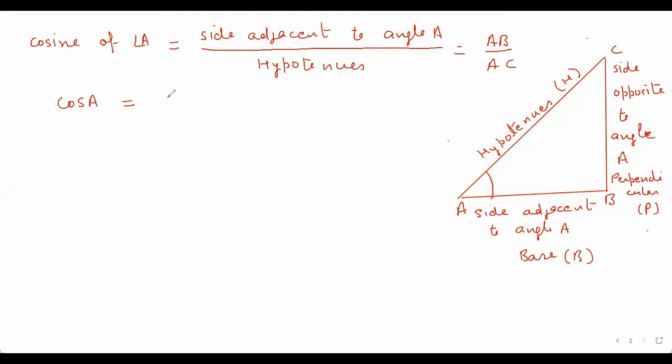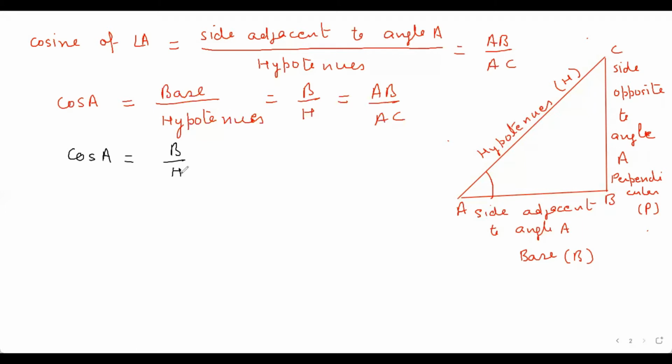Side adjacent to angle A is base upon hypotenuse. This is equal to B by H, that is AB by AC. B means base, H means hypotenuse. So you are going to learn cos A is equal to B by H, base by hypotenuse. This is what you are going to learn. Cos A is equal to B by H.